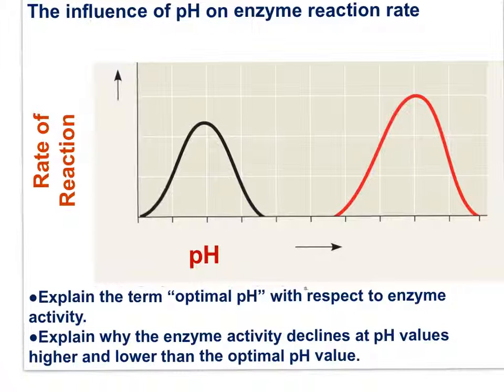The second question, explain why the enzyme activity declines at pH values higher and lower than the optimal pH value. At pH levels above and below the optimal pH, the new concentration of hydrogen ions, whether that be more hydrogen ions or less, causes the enzyme to denature. The enzyme shape is altered so that the active site no longer has specificity for the substrate, so that it no longer can bind the substrate.